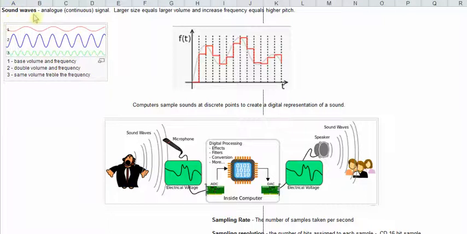Sound waves are analog. It's a continuous signal. A larger size equals larger volume, and an increase in frequency equals a higher pitch of sound. We have examples of this here. We double the volume here, and here we have a higher pitch with increased frequency.